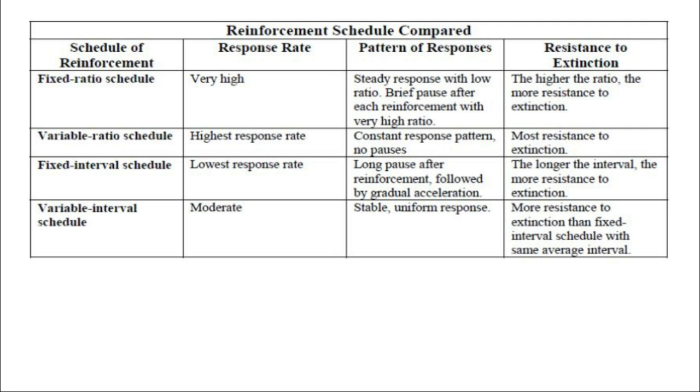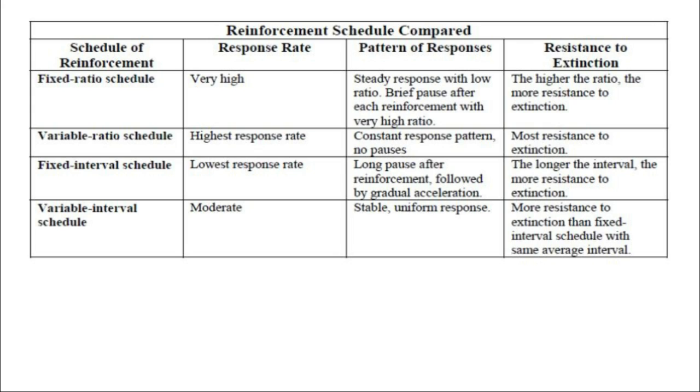So breaking this down a little bit, your fixed ratio schedule: response rate is high, patterns of response, steady response with low ratio, meaning a brief pause after each reinforcement with a high ratio. Higher the ratio, the more resistance to extinction. When we talk about variable ratio, there's the highest response rate, constant response pattern, no pauses, most resistant to extinction. Fixed interval, lowest response rate, long pause after the reinforcement followed by a gradual acceleration. The longer the interval, the more resistant to extinction.